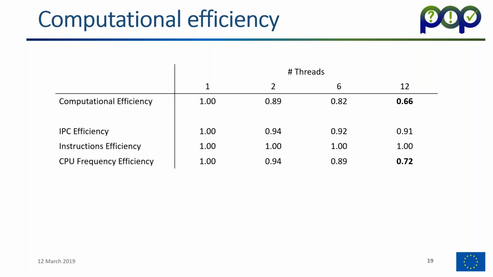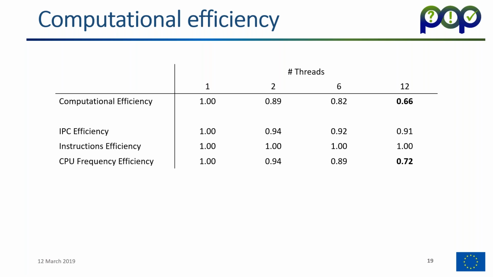And here again, we've broken it down into 3 separate sub-efficiencies. The first of these is IPC efficiency. IPC is instructions per cycle. It's a measure of the rate at which the processor is doing work, so how many instructions are retired, how many things it does per clock cycle. Instructions efficiency is looking at the total number of instructions retired across the whole execution of the program. So it's a count of how many instructions are being executed.